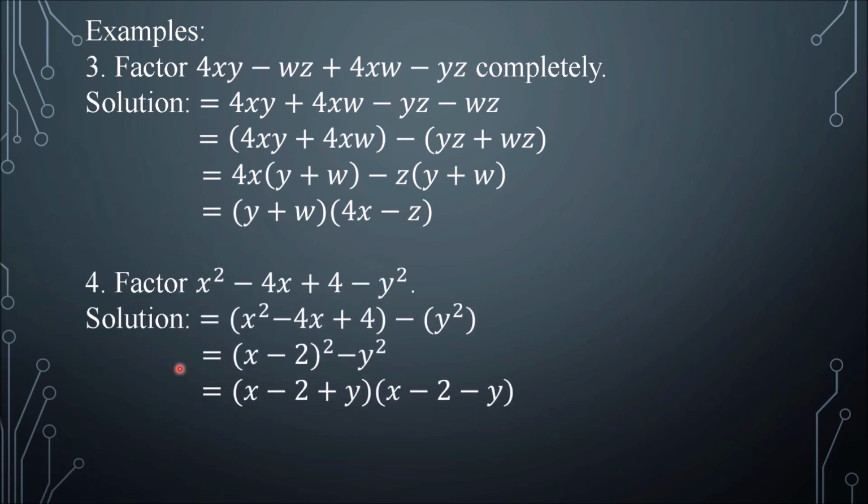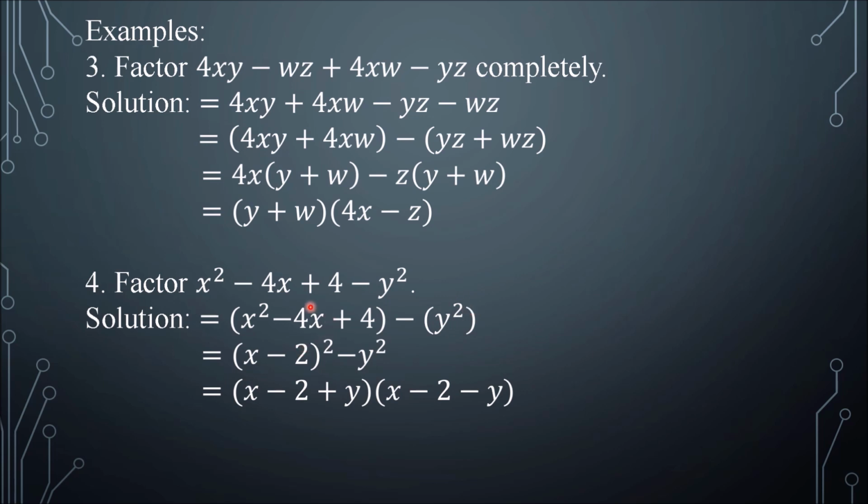Next, number 4. Factor x squared minus 4x plus 4 minus y squared. Now, if you're going to group x squared minus 4x, the common monomial factor is x. But if you're going to group 4 minus y squared, there is no common monomial factor. Therefore, we need to group this polynomial in this way. So we have x squared minus 4x plus 4, that's the first group. And then y squared will be the second group.